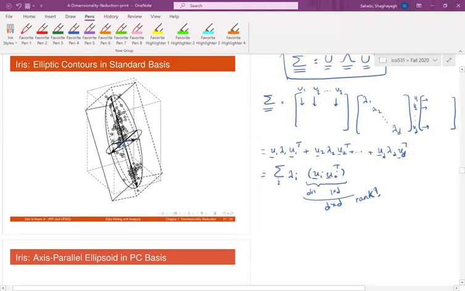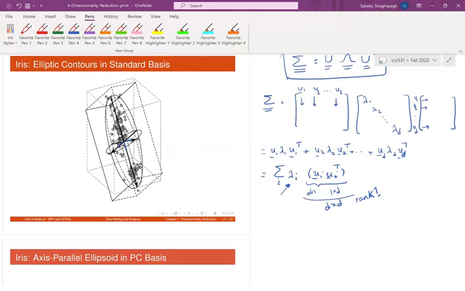Okay? So in other words, we can rewrite our covariance matrix sigma as a weighted summation of d rank 1 matrices. Why weighted? Because they are weighted by lambda i's. And then we have d rank 1 matrices that are achieved using ui ui transpose. So the covariance matrix is a combination of d rank 1 matrices.